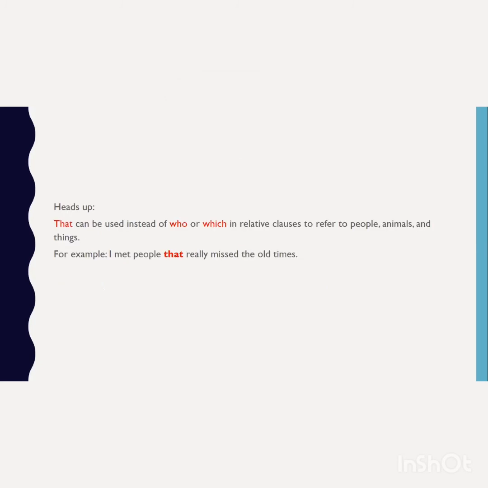Okay. So heads up, I'm going to give you some other tips. That can be used instead of who or which in relative clauses to refer to people, animals, and things. So whenever you are using who or which, you can replace it with that, right? So let us look at the example. You know that for people, we use who, but you can replace it with that. So: I met people that really miss the old times. So you see, it's very easy.